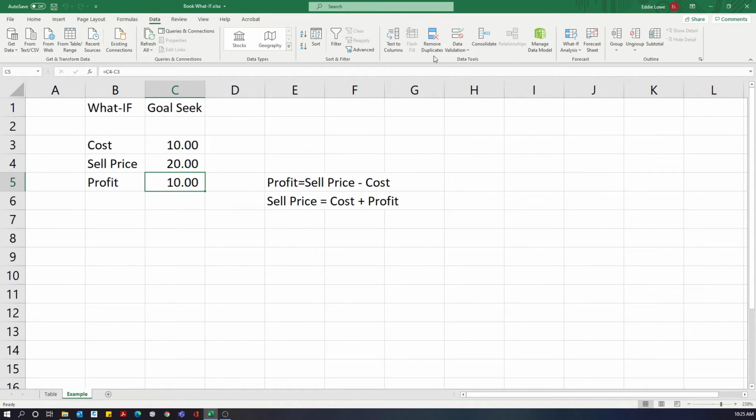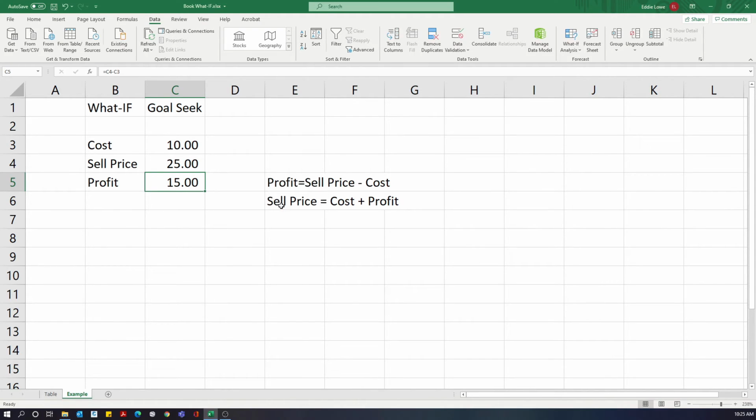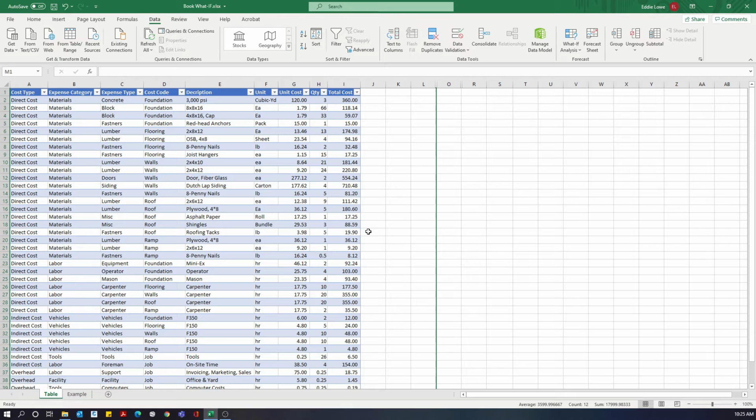So we can come up to our What-If Analysis, to our Goal Seek, and say, okay, we want to set this cell, C5, which is our profit, to $15 by changing the sale price. This would find what value we need to sell for to have a profit of $15. Once we hit enter, we can see that it's $25 for us to have a profit of 15. I know it's a very simple example, but let's look now at a more complicated example.